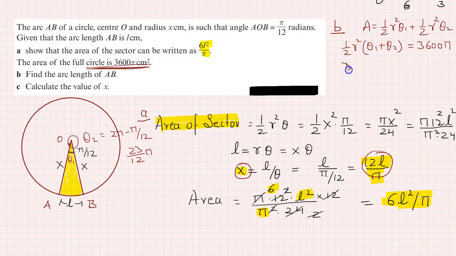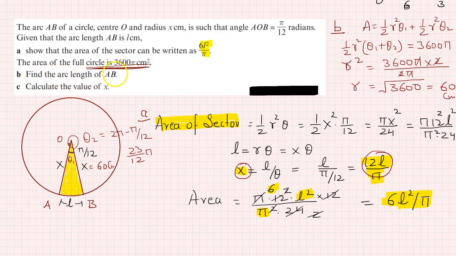So r squared is equal to 3600 pi multiplied by 2 divided by 2 pi, since theta 1 plus theta 2 is 2 pi. Pi cancels, 2 and 2 cancel. So r is equal to root 3600, so that is 60 centimeters. So x or r is equal to 60 centimeters.